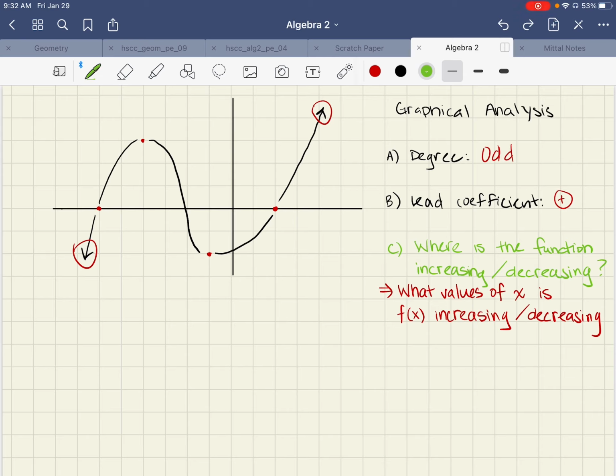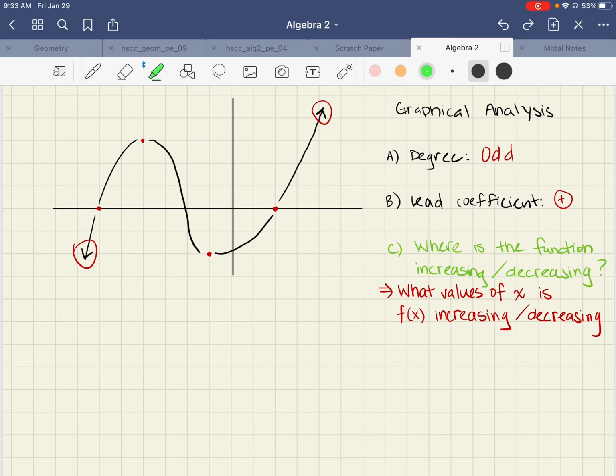Let's move on to the increasing and decreasing. Question C, where is the function increasing and decreasing? In other words, what values of x is f of x increasing or decreasing? So this is what I'm going to do. This is the strategy that I take.